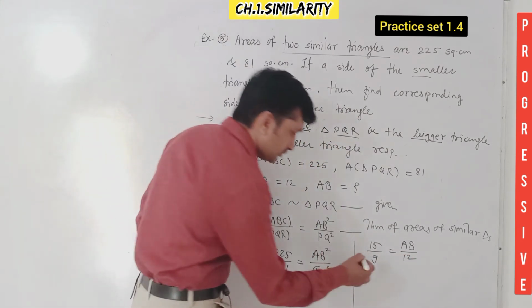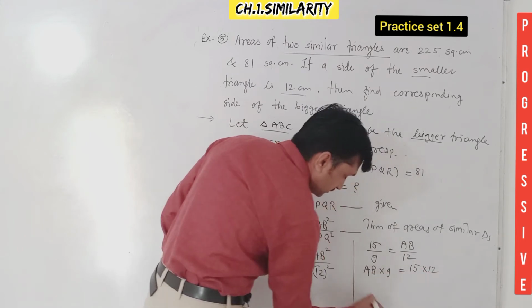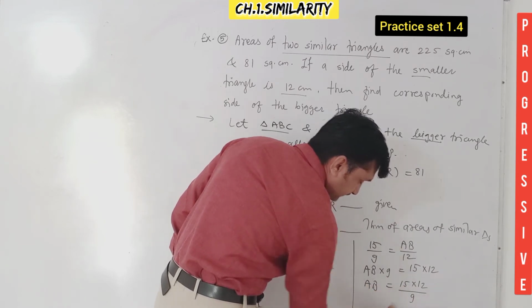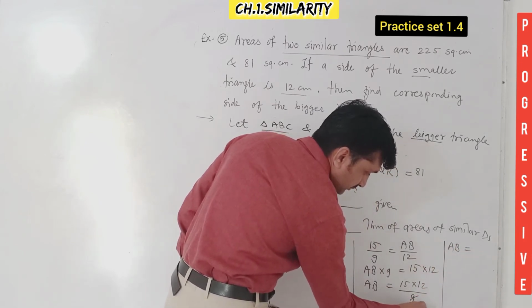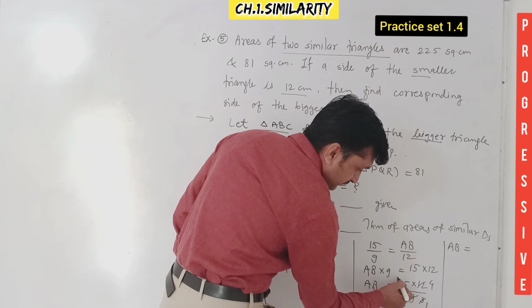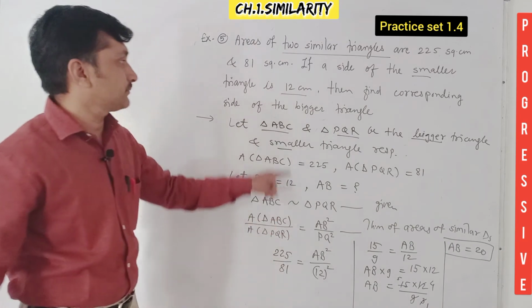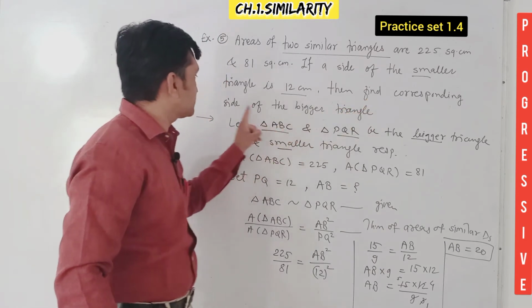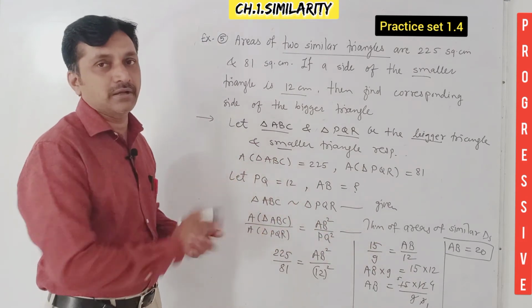Now cross multiplication. AB multiplied by 9 is equal to 15 multiplied by 12. Therefore AB is equal to 15 multiplied by 12 upon 9. Now do reduction by 3: 3 3s are 9, 3 4s are 12. Then 3 1s are 3, 3 5s are 15, and 5 4s are 20. Therefore we got AB is equal to 20. And at last, you must write the answer in words, that is, the corresponding side of the bigger triangle is 20 centimeter. That you write down at last.